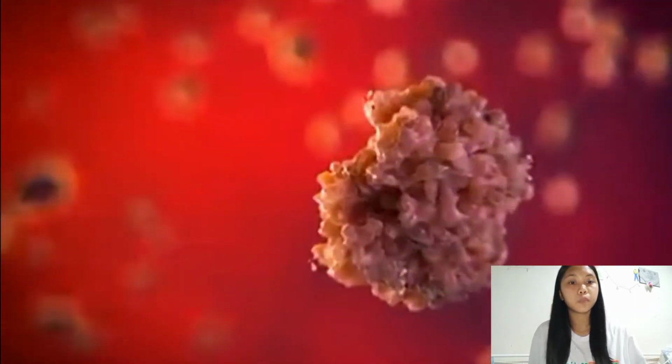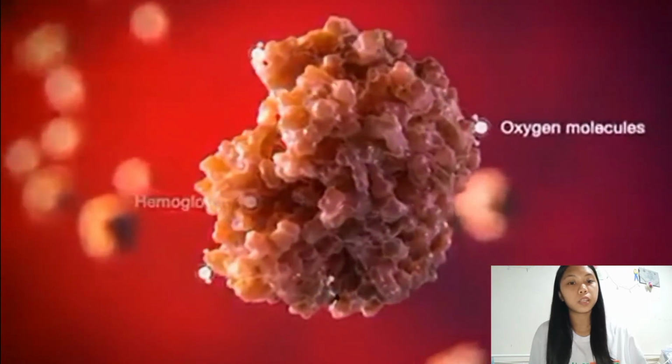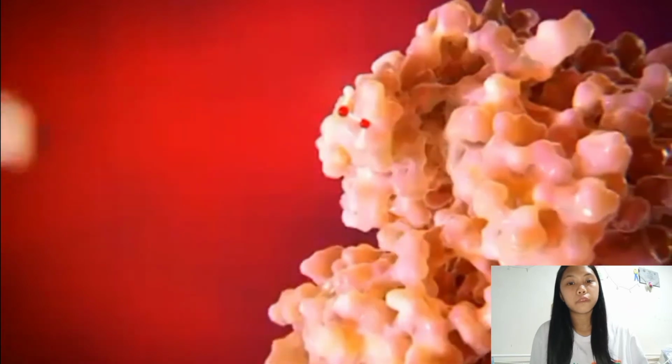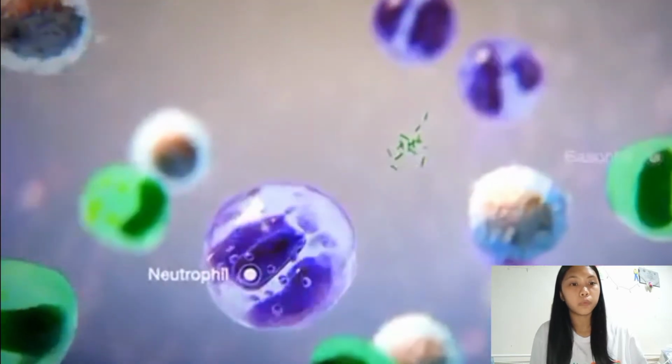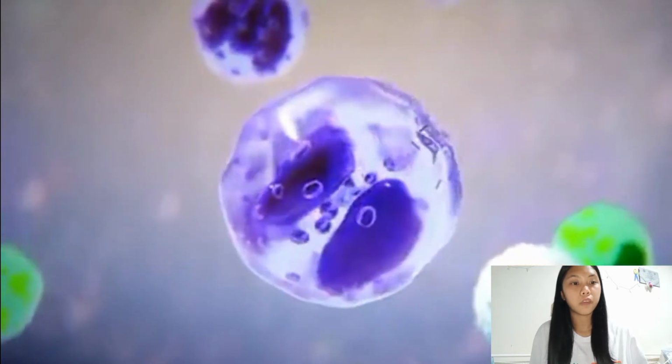55% of blood is formed of plasma, a liquid that maintains blood pressure. Red blood cells contain hemoglobin, a protein that carries oxygen molecules. Anemia occurs when the number of red blood cells or hemoglobin is low. White blood cells are important components of the immune system that fight infection.